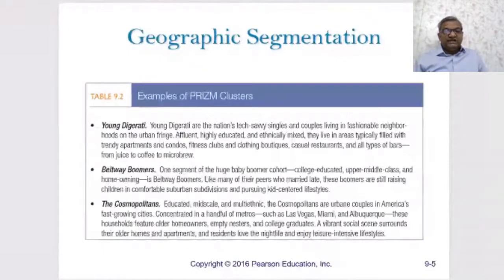Then we have the cosmopolitans, that is educated, mid-scale, multi-ethnic. If you're looking at it, we have a similar type of trend in the Indian domain as well. They have a vibrant social scene surrounding them. We've got then older people, homes, apartments, residents. They have got a nightlife and they enjoy a leisure and intensive lifestyle. So this basically could be some of the examples of PRIZM clusters, but you can always Google and look into more dimensions which exist for this level of geographic segmentation.